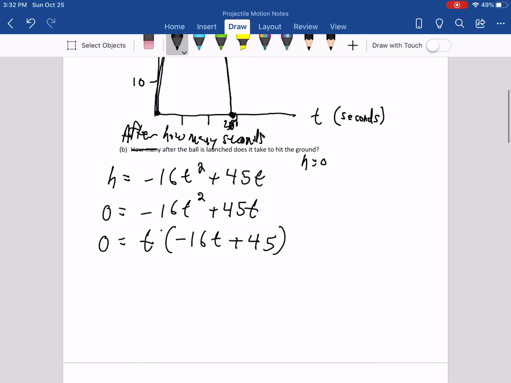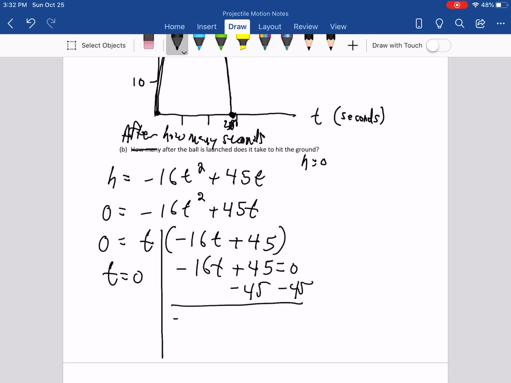And then we can break each of the factors apart to be just t equals 0 and negative 16t plus 45 equals 0. Minus 45, minus 45. Negative 16t equals negative 45. t equals 45 over 16, which on the calculator, 45 over 16 is about 2.81.